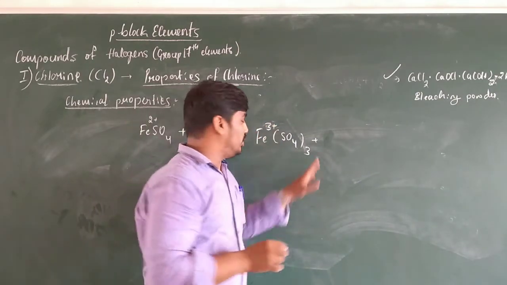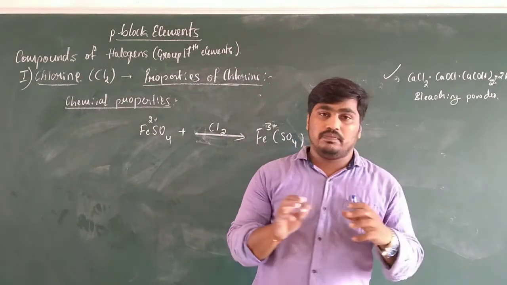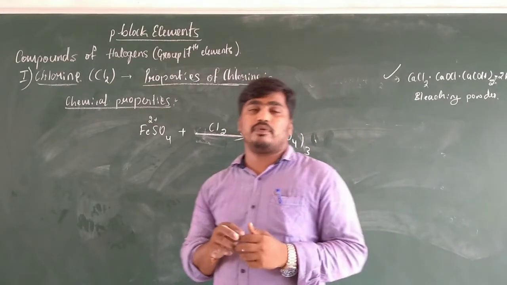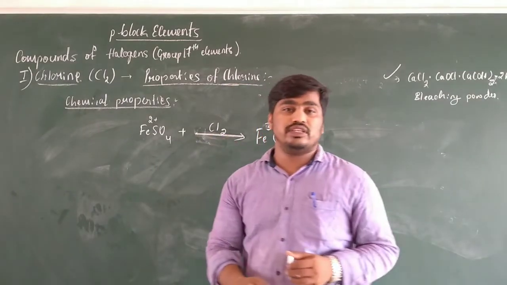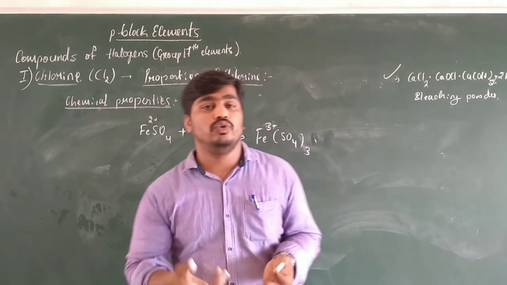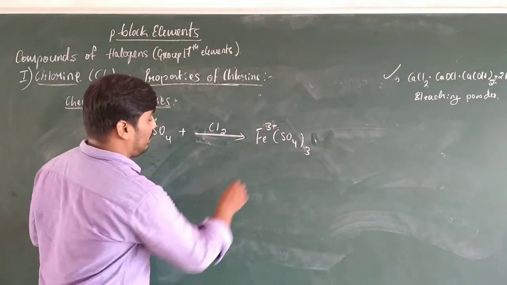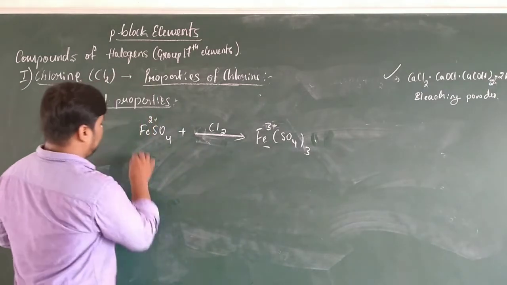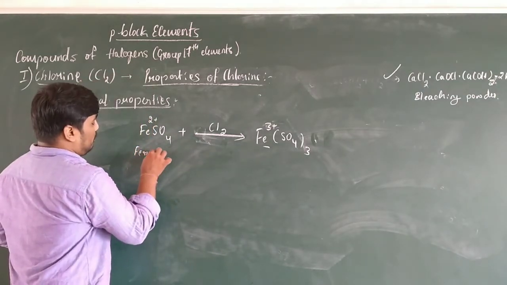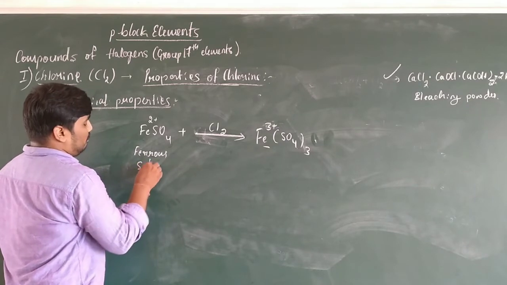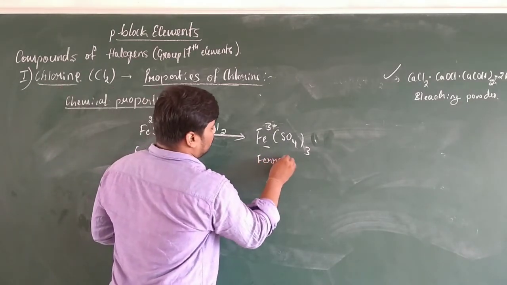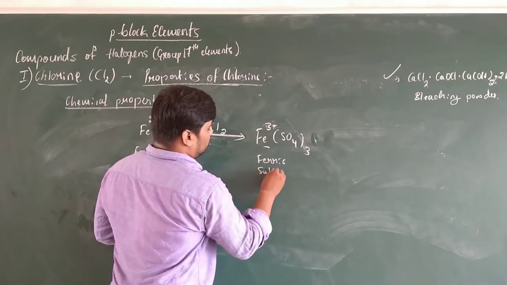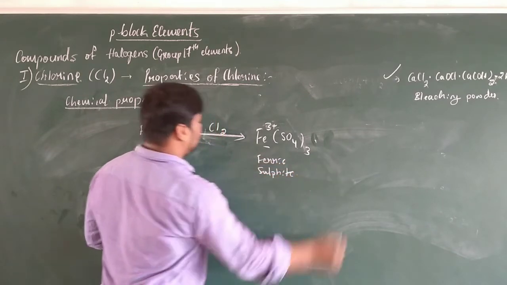So this is the important oxidation property of chlorine. Chlorine has the ability to oxidize ferrous sulfate into ferric sulfate. Sorry, this one is ferrous sulfate, and this one is ferric sulfate. Okay.